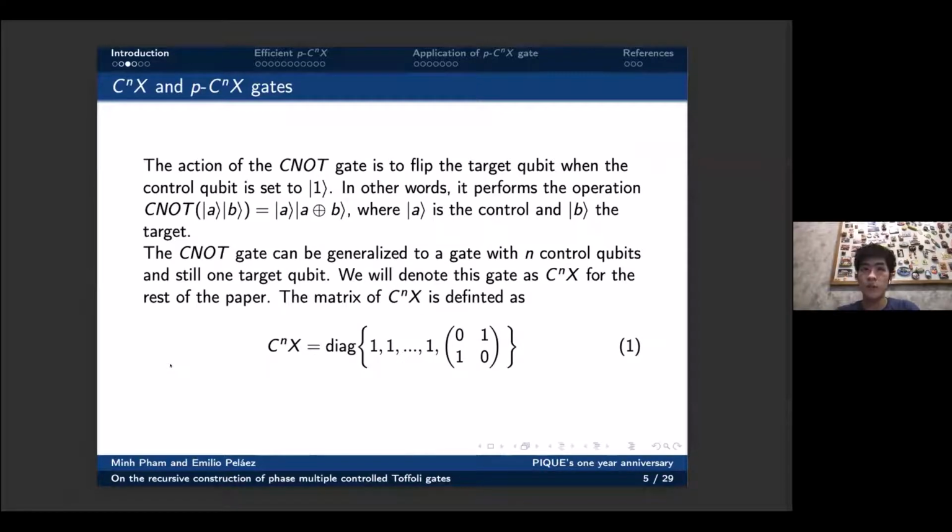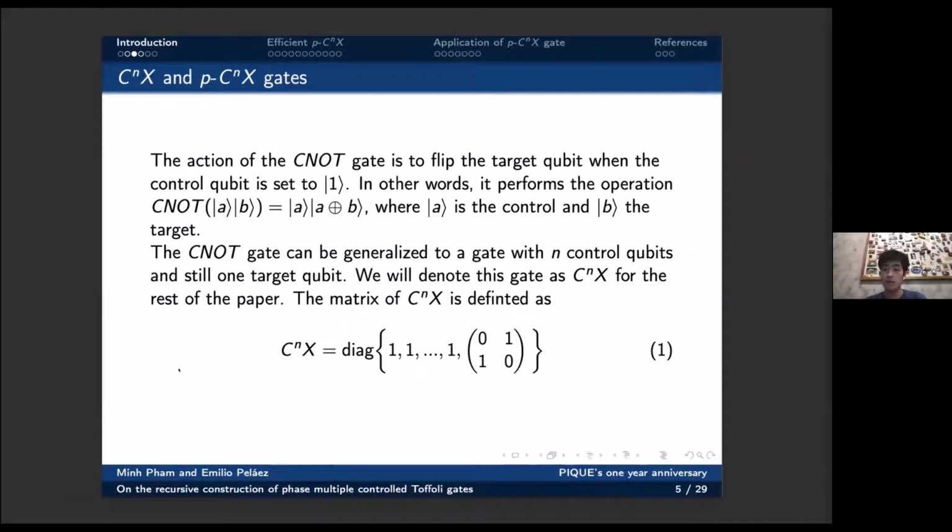So the Toffoli gate is a control NOT with two controls, and it has a NOT acting on the target bit, right? So the simplest case of a Toffoli gate is actually a CNOT gate, which has one control bit and one target bit, right? And the action of the CNOT gate on a 2-qubit state A and B is A tensor A XOR B, right? Where A is the control and B is the target, right?